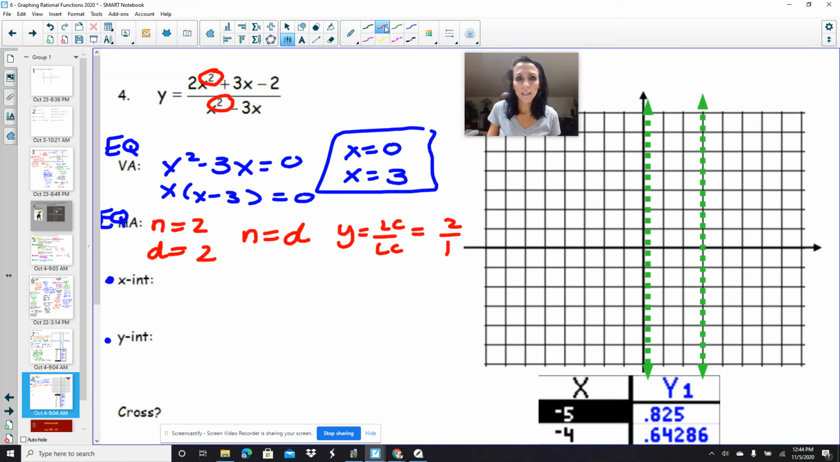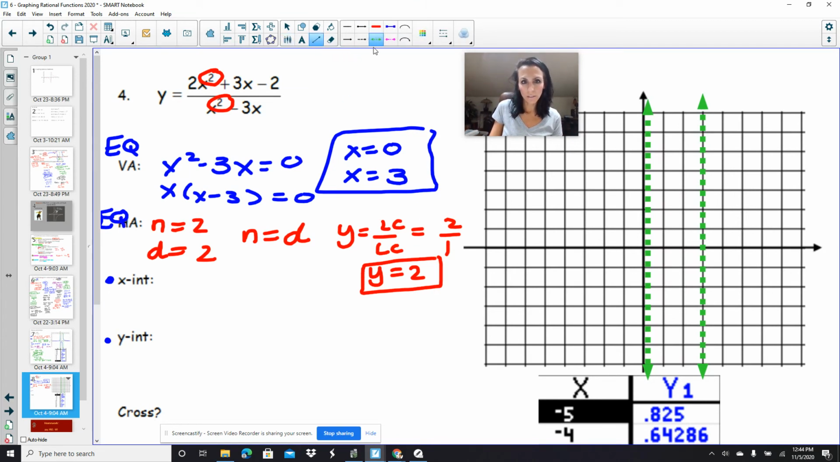So let's draw in our horizontal asymptote at y equals 2. Get this going here. 1, 2. Okay. So that's y equals 2, x equals 0, x equals 3.